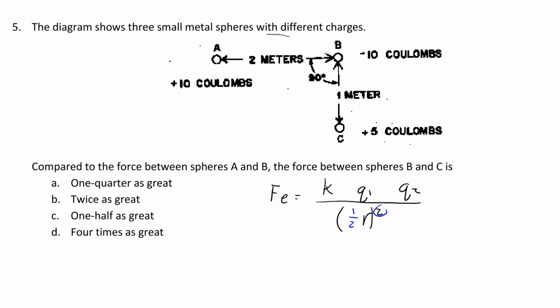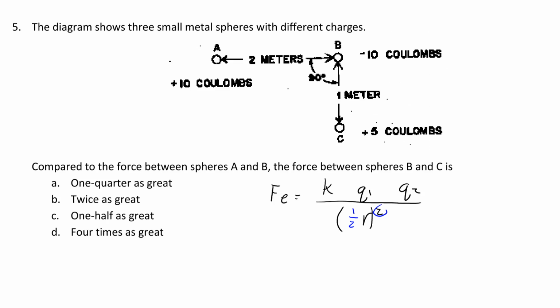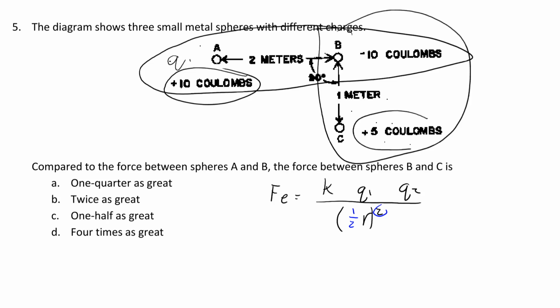So at A and B, you had 10 coulombs and negative 10 coulombs. For B and C, you had 5 coulombs and negative 10 coulombs. So the negative 10 coulombs is the same for both, so we don't have to worry about that. For this one, we had 10 coulombs for the charge, and for this one, we had 5 coulombs. So what happened from 10 to 5? What did we do? We decreased this by half.